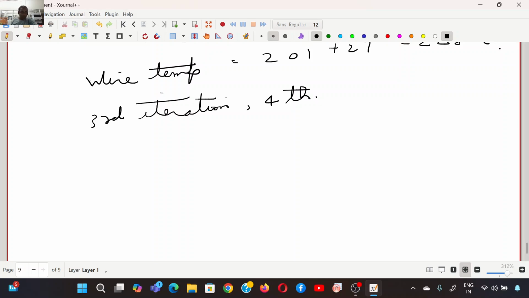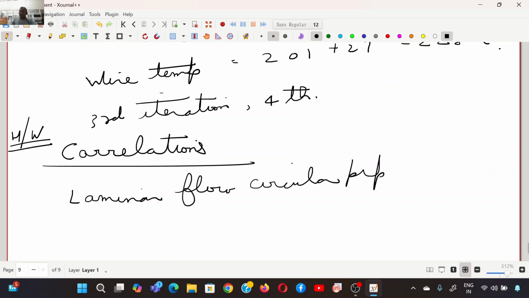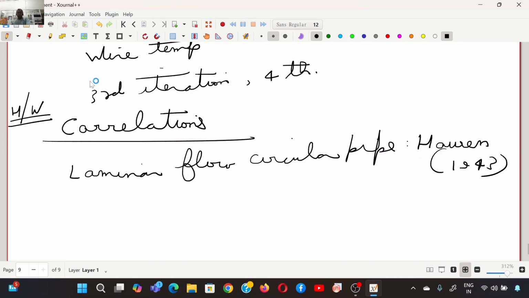Okay, hope there is no doubt. So I'll just end the class in a couple of minutes by listing out some correlations. I won't write down the expressions of the correlations, but you can treat it as homework and investigate yourself. So for instance, laminar flow in a circular pipe. These are all very standard, famous correlations, proven to be very effective over the years. Hausen, 1943. Some are theoretical, some are experimental based. Nevertheless, you just have to know the correlations.